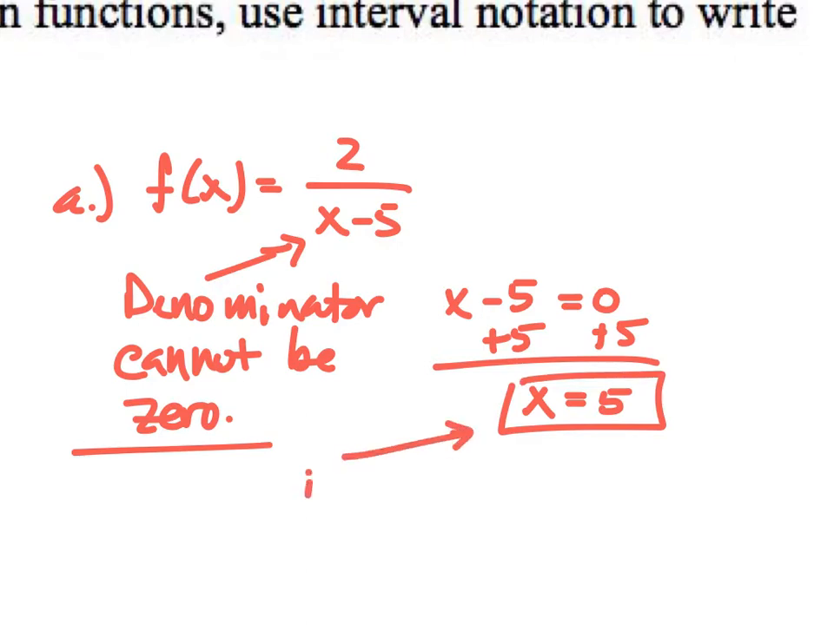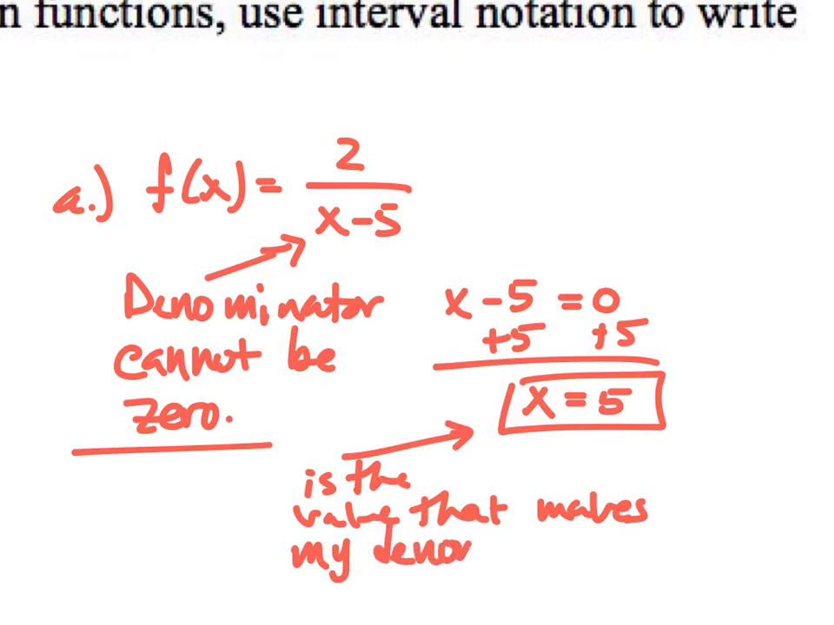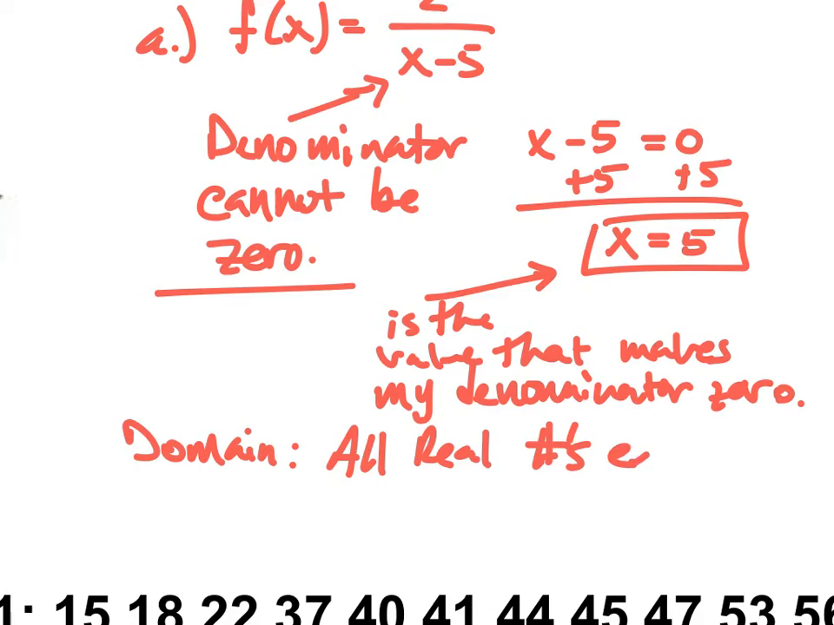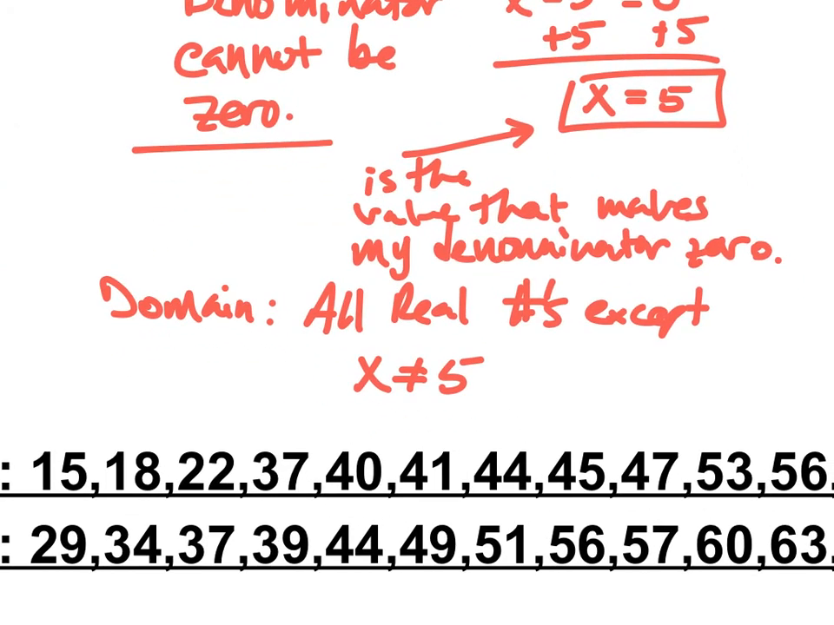This is the value that makes my denominator 0. So because that's the case, my domain, and remember that's where you have x values, would be all real numbers except x cannot equal 5. So every single number except for 5.